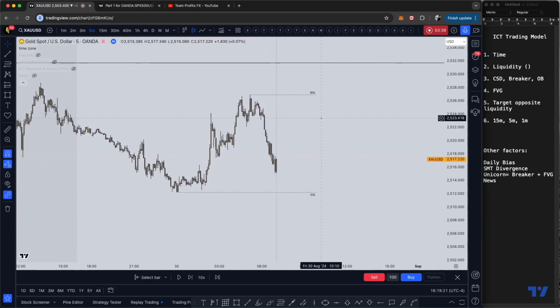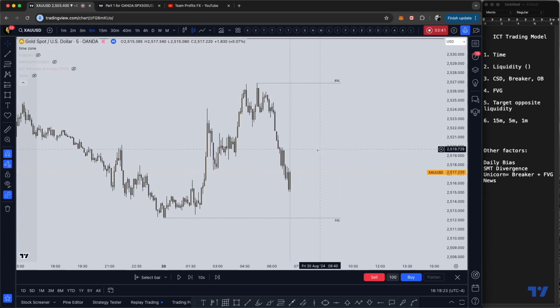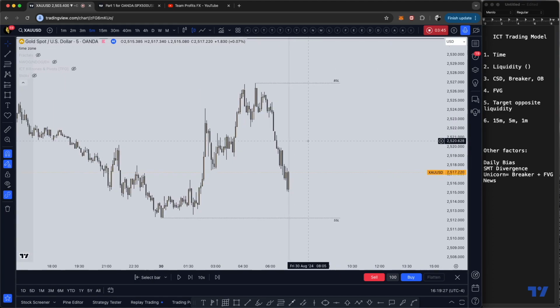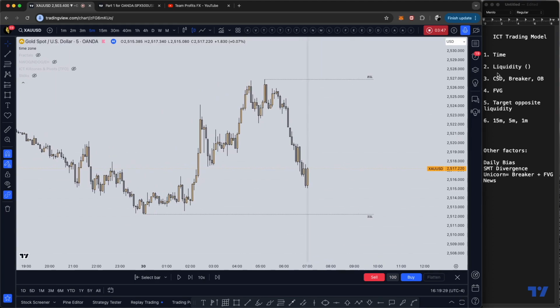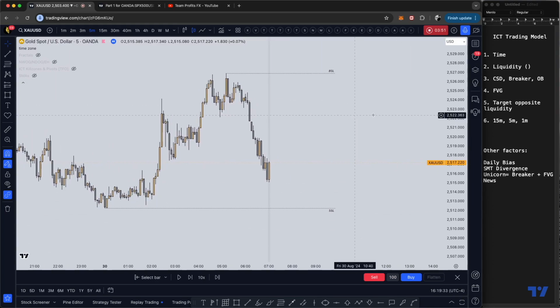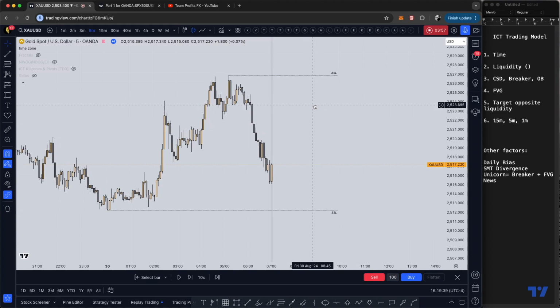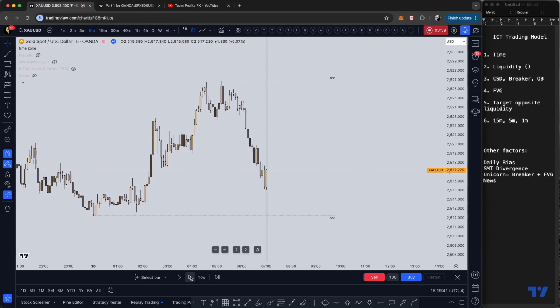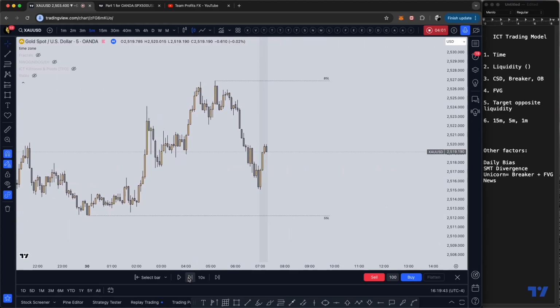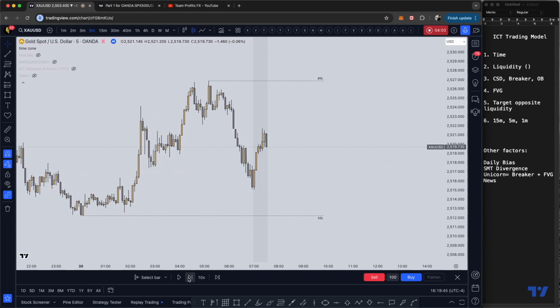Now that I know I'm going to be looking for an entry within my hours, which is New York session, I'm going to wait for liquidity. I need to see some sort of liquidity being formed. After that, I'm going to look for the next thing, which is a change in the state of delivery, breaker, order block, fair value gap, all of that stuff. So let's wait right here and see what the market is going to be doing.